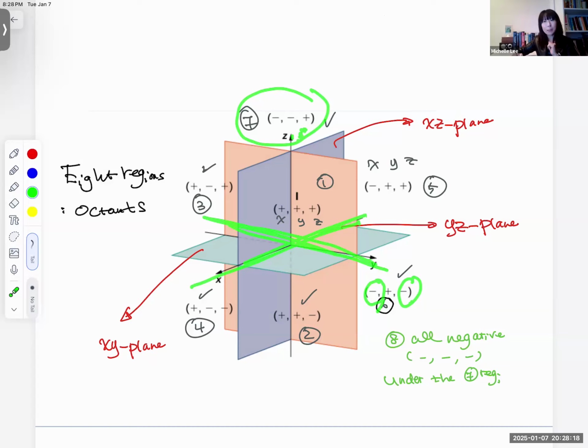All right, very good. And then under the 7, we have 8. We knew that X is negative, Y is negative. Under the XY plane, Z is negative, right? So everything is negative, all negative. Make sense? Very good. Okay, let's move on.